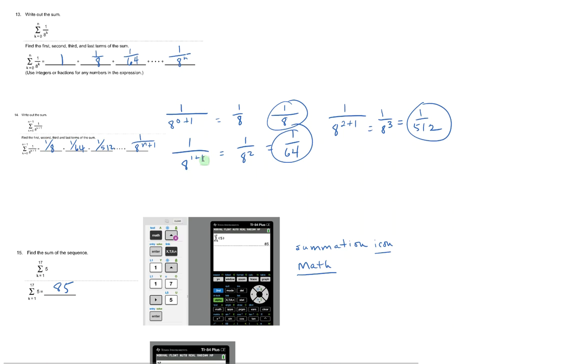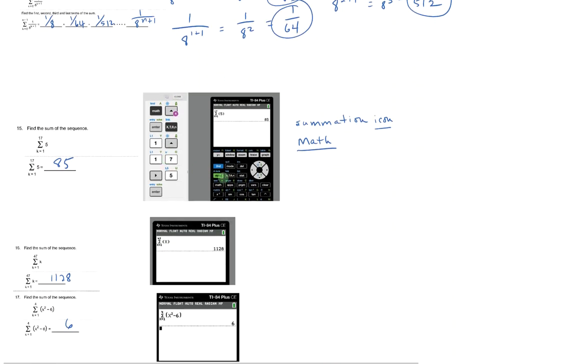8 to the 1 plus 1 is 8 squared. So that's 1 over 64. 1 over 8 to the 2 plus 1 is 8 cubed. That's 1 over 512. And then the last one is you put the general thing, and instead of k, you're going to put an n.